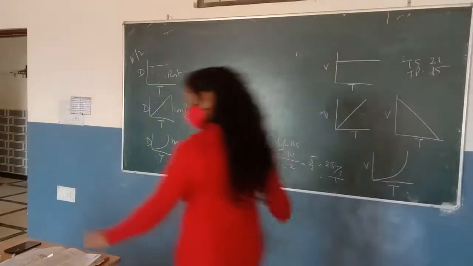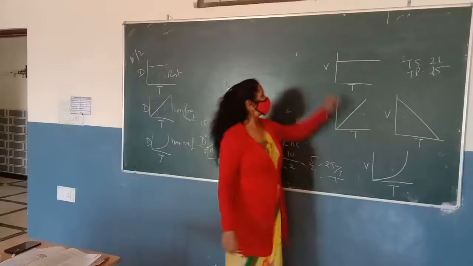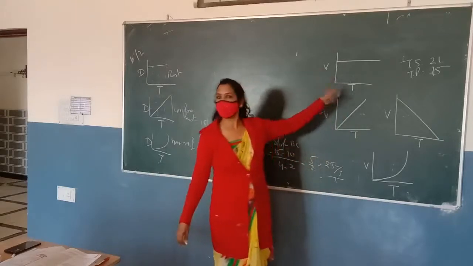These are the VT graph. Now you should know how can we study the graph. First, what is the meaning of this type of graph?